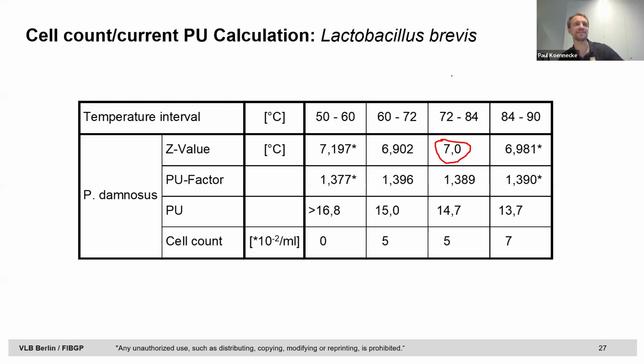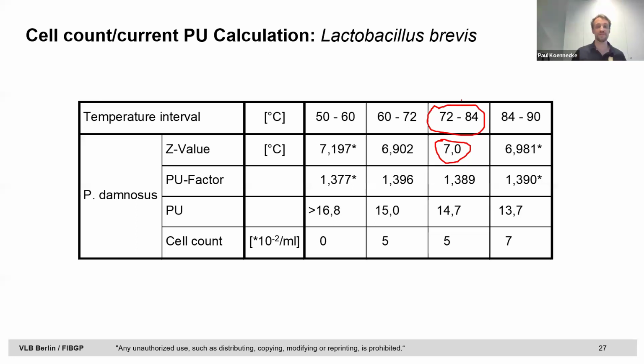But as you can see, when you flash pasteurize a beer which is spoiled by a lot of Lactobacillus brevis contaminants in this temperature range, and you calculate very narrowly how many pasteurizing units you need, you will probably not kill all of them, and then you have a Lactobacillus infection after your flash pasteurization. And this is something you really have to know.